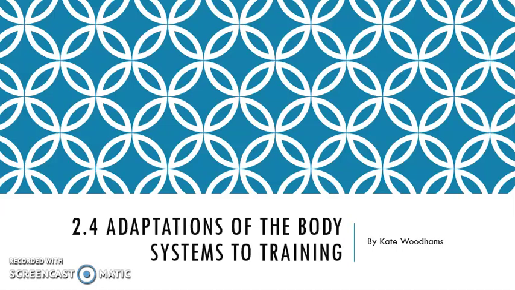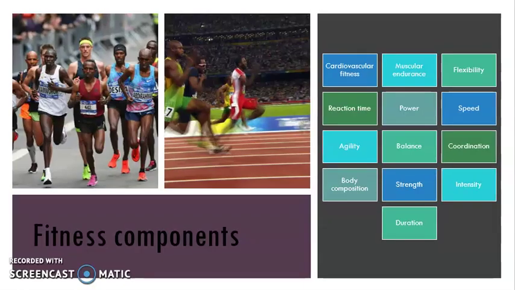This is 2.4, adaptations of the body system to training. There are many different types of training, and each one of them leads to different adaptations to the body. Some types of training include continuous training and fartlek training for aerobic; plyometrics and weight resistance training, and HIIT training for anaerobic; and circuit and interval training for both anaerobic and aerobic exercise.